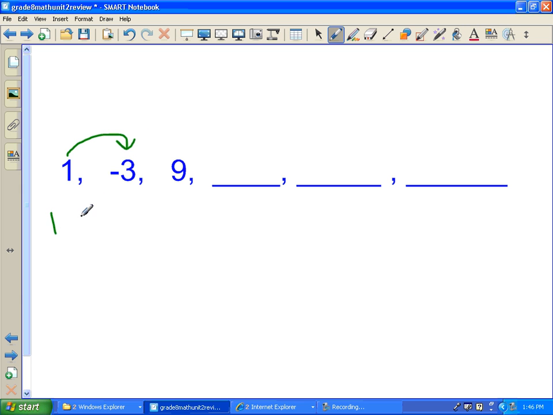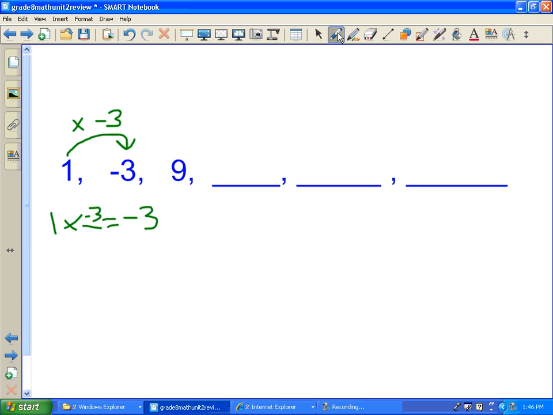1 times something will give me a negative 3. Well, 1 times what will give me 3? Well, I know it's going to be 1 times 3, because 3 times 1 is 3. But I've got a negative here. So will 1 times a positive 3 give me a negative 3? It won't. So I'm going to have to go 1 times a negative 3 will give me negative 3.